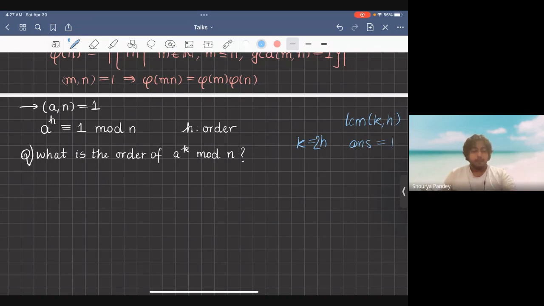Yeah, a to the 2h is itself 1. So the order of a to the 2h is exactly 1. It cannot be LCM of k comma h, right? The order will always be at most h because a to the h is definitely 1 mod n. So the answer can never exceed h.